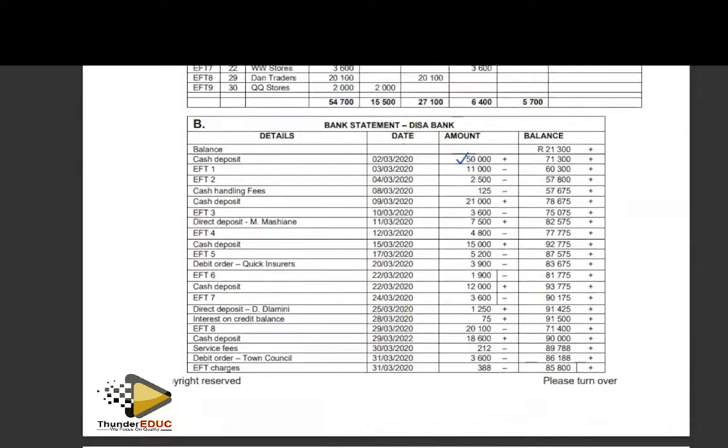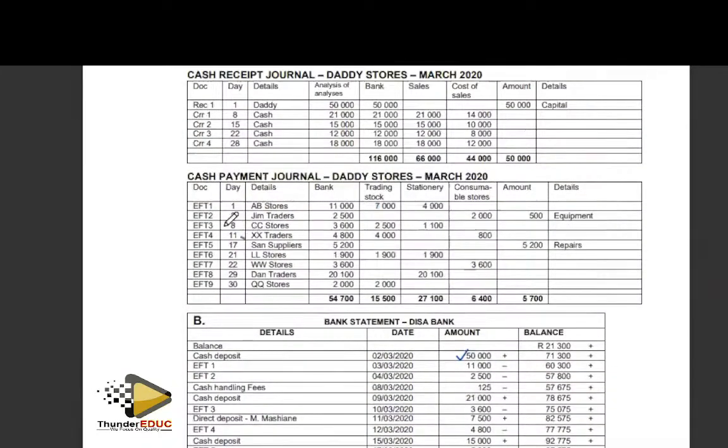Even tick it off on your cash receipts journal, okay? Then, why do you tick off? Ticking off means that you are not going to deal with that item, because remember, we are reconciling. We only need those items which never appeared on the statement, either in our cash journals or on the statement. So if I tick off, it means this one has been sorted. We are not going to deal with it. We're only looking for the items which are not appearing.